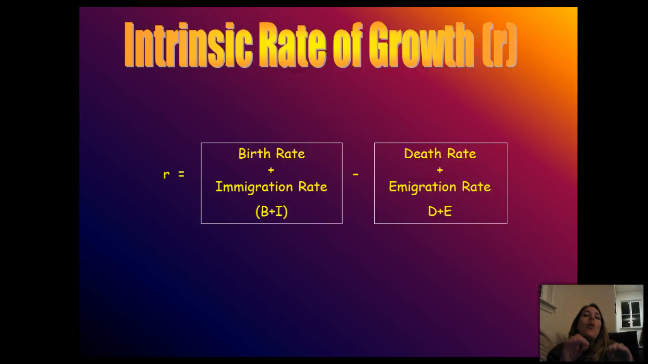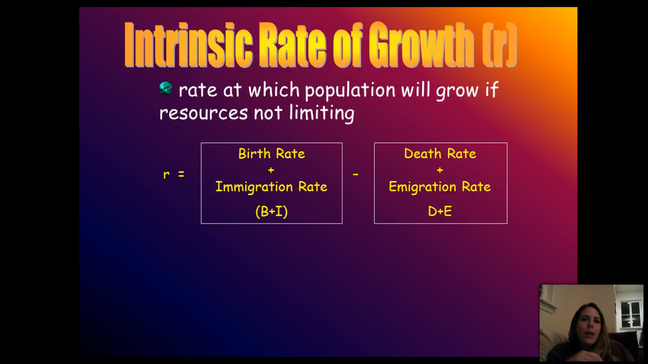At the core of studying population dynamics is a variable that we're going to call little r. Little r stands for intrinsic growth rate, also called your per capita growth rate. This is the rate at which a population will grow if the resources are not limiting. In other words, assuming everybody gets the resources they need, what is your biological potential for growth?